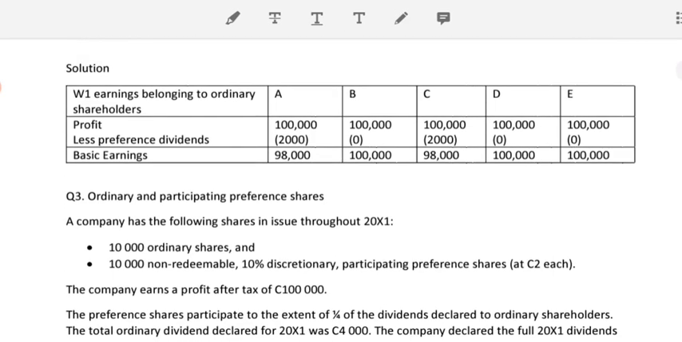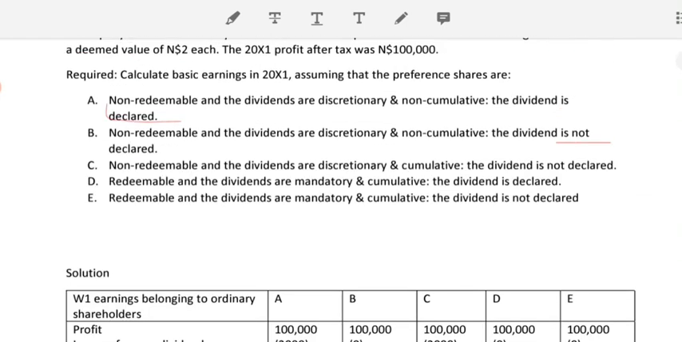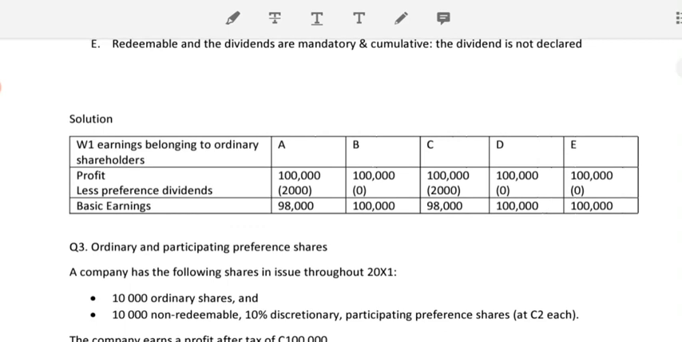That's why you can see there's a profit of 100 in all the scenarios, and then the dividend in A. They were non-cumulative, however we have declared the dividend of 2,000. The same way as we calculated the dividend in question number 1 is the way we calculate this one. And in B it was not declared, so there is 0 here.